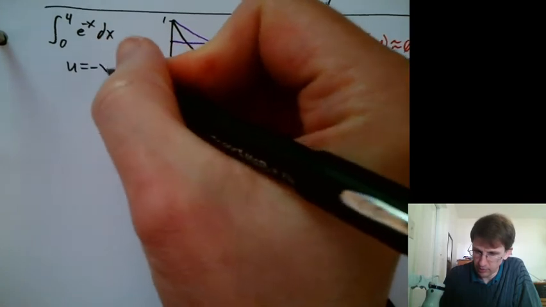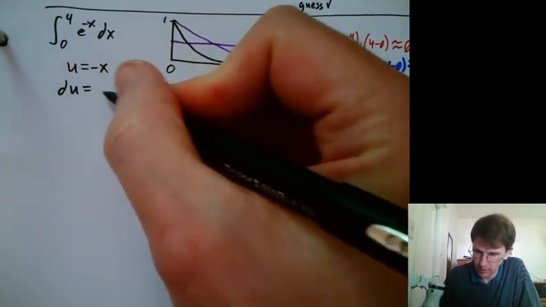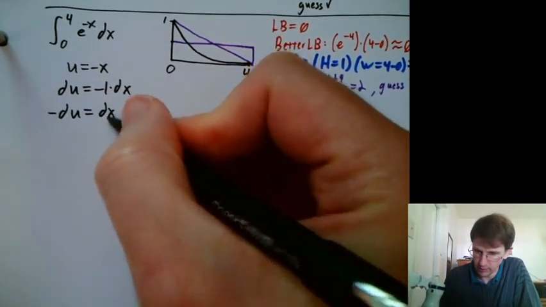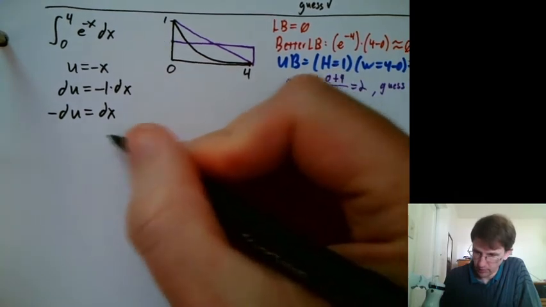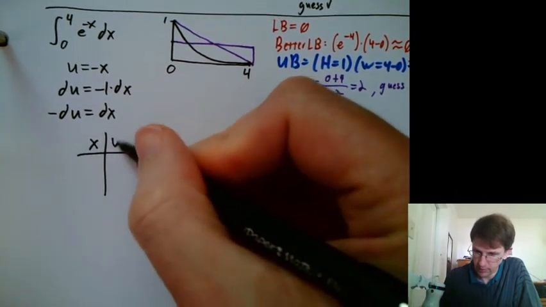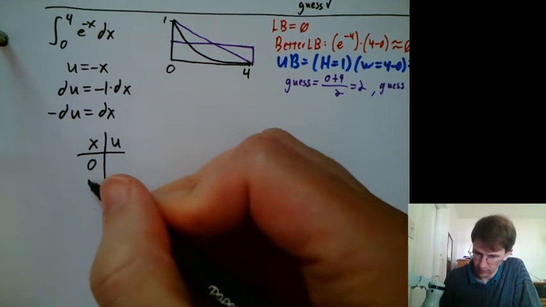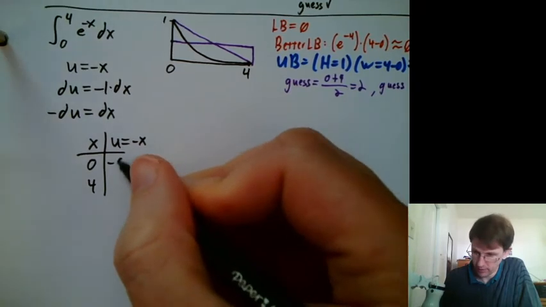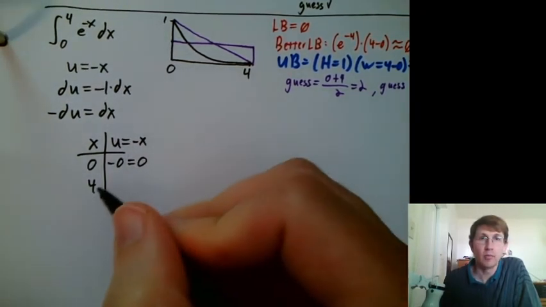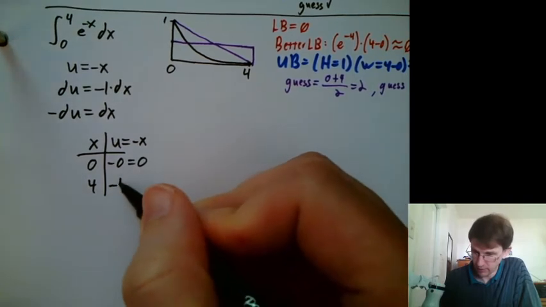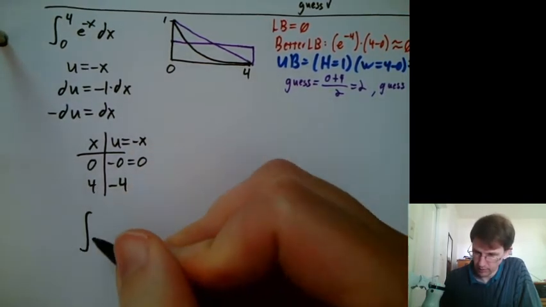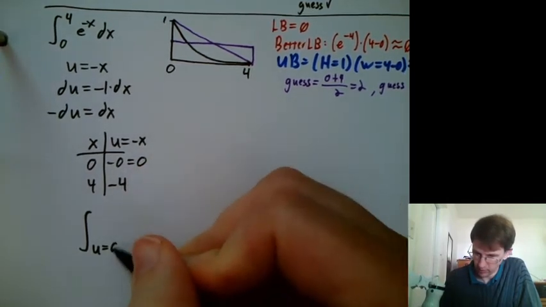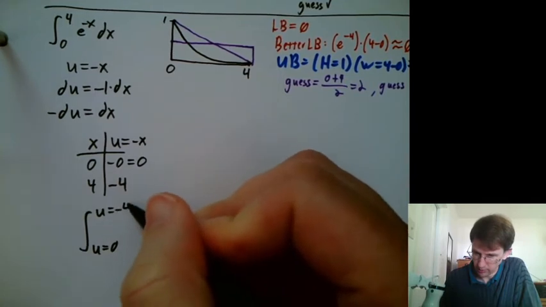So you said probably u equals negative x, du equals negative 1 dx, or negative du equals dx. So then let's do our table that's translating x values to u values. So x goes from 0 to 4, u equals negative x. Plug in 0 for x, you get negative 0 or just 0. Plug in 4 for x, you get negative 4. And so now we're going to write the integral from u equals the starting point to u equals the ending point.